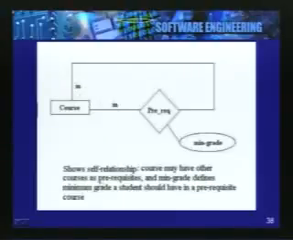So such self relationships can be shown in the ER diagram, and we can even have some attributes associated with such relationships. For example, here, what should be the minimum grade a student should get in a prerequisite course so that he can study a follow-up course. This can be captured by the attribute minimum grade associated with the prerequisite relationship.